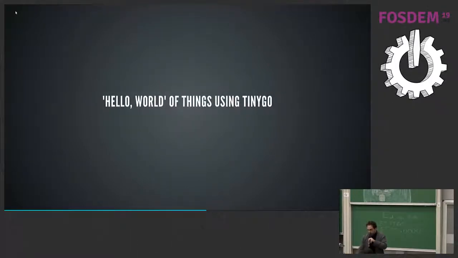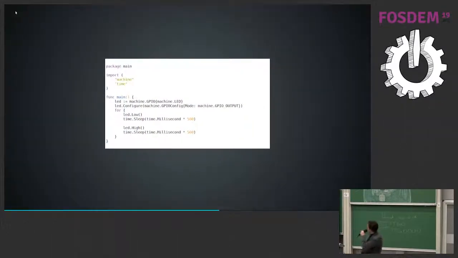The Hello World of things using TinyGo is a very simple little Go program, package main. We import machine, which is our package from TinyGo, how we integrate with the actual hardware devices. The time package, you've seen that before. And then our first thing we're going to do is say LED equals machine.LED. So we're saying this particular machine's LED. We're going to configure it to be a GPIO output. That means we're going to send something out versus receive a signal in.